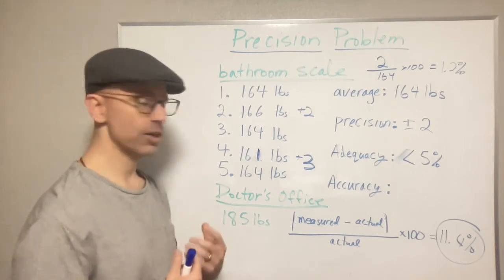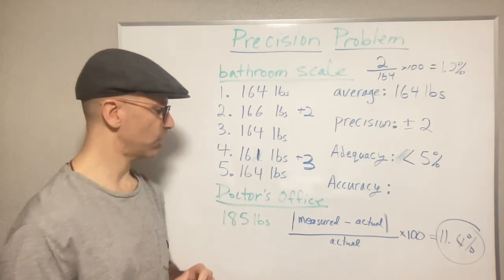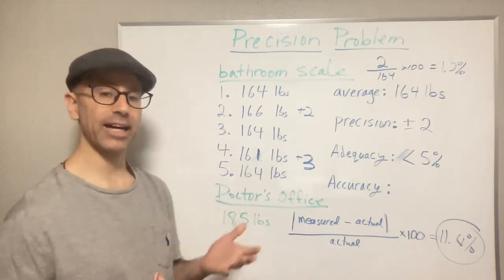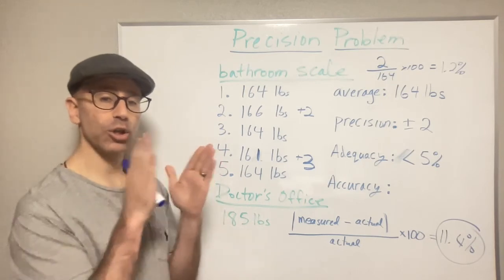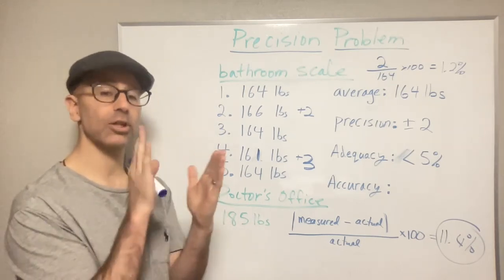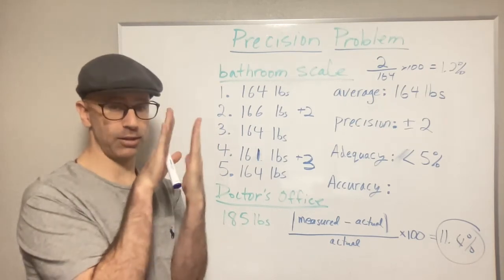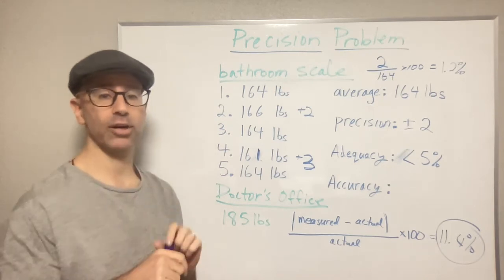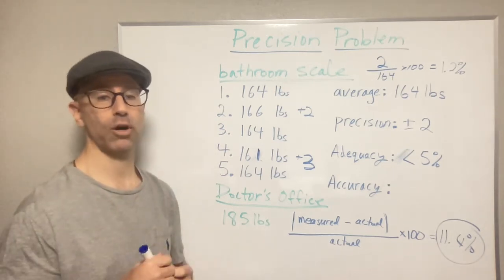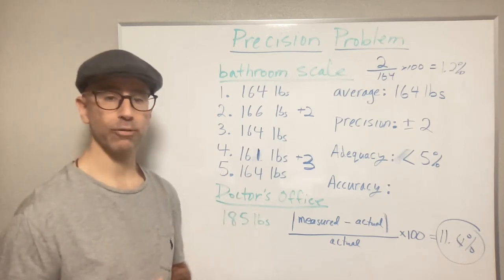That's a pretty high error. So as far as our bathroom scale goes, that would be pretty low accuracy. So remember, accuracy is how close you get to the actual value. So the closer your measured value is to the actual value, the smaller that distance, then the less error there is, and the more accurate your instrument is to the actual value.